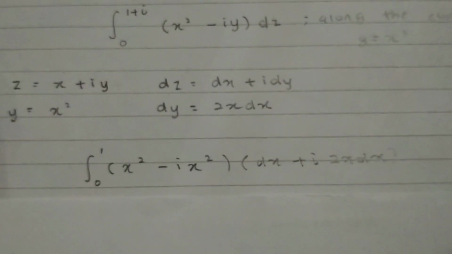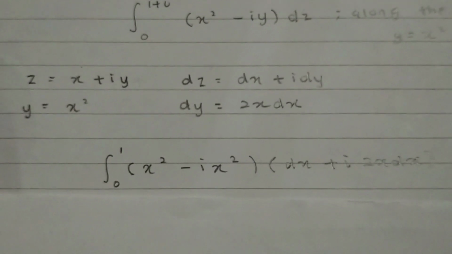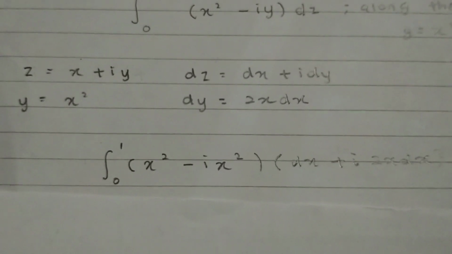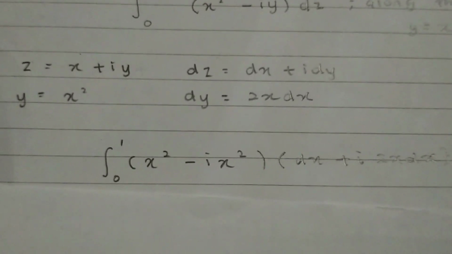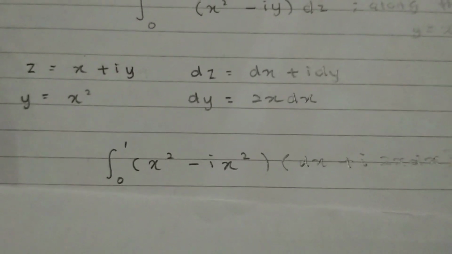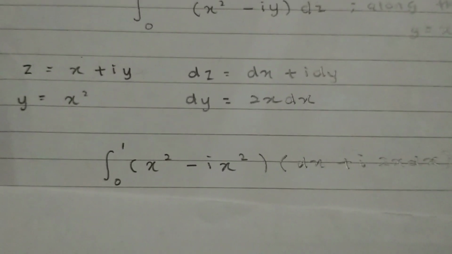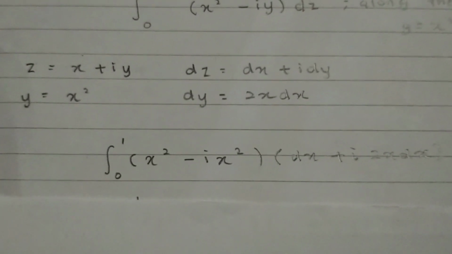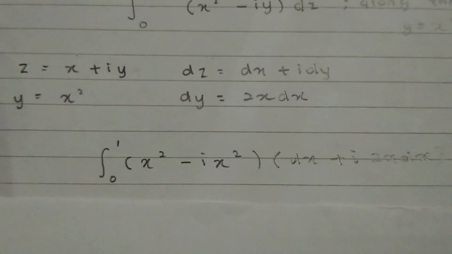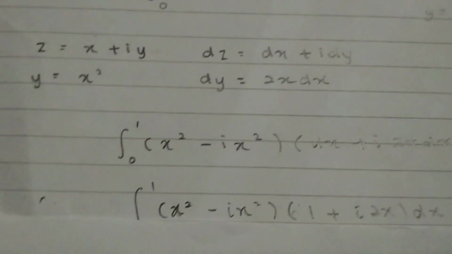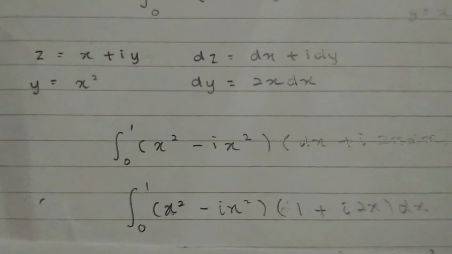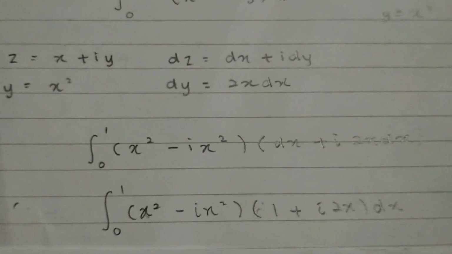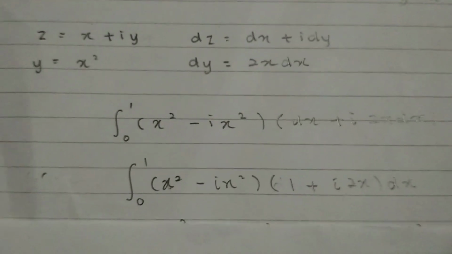Then we will substitute dz with dx plus i dy, and substitute dy equals 2x dx. For y, we will substitute x squared. So in the equation, we will get the variable for x only. Okay. Then we will do the factorization. We will bring out the dx.